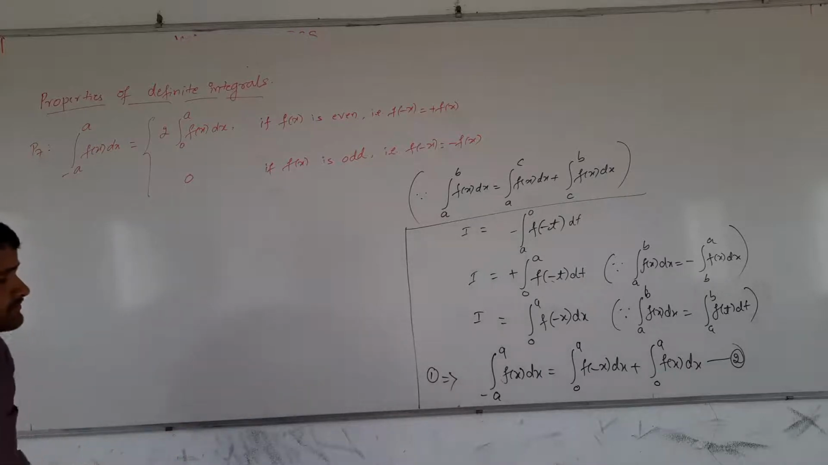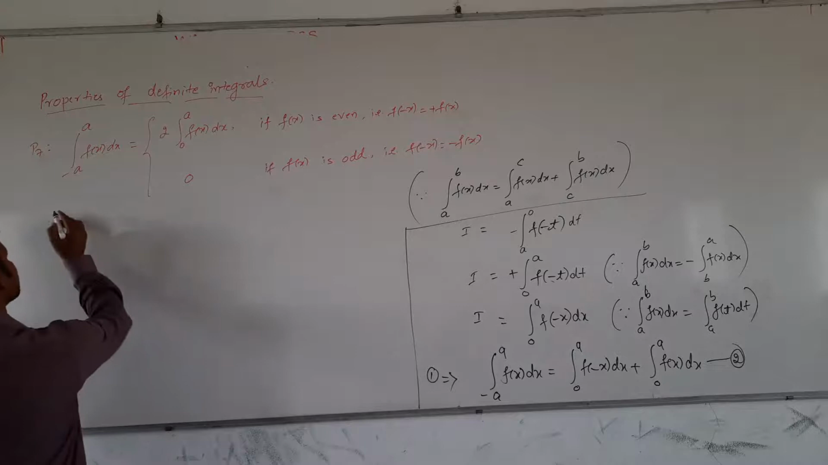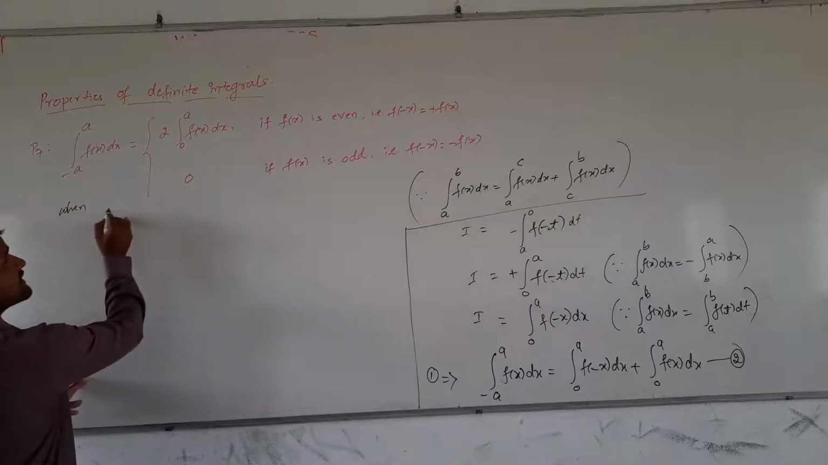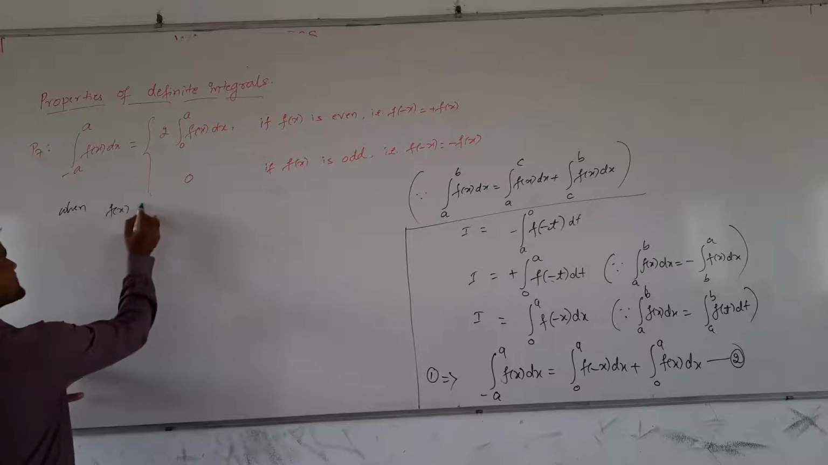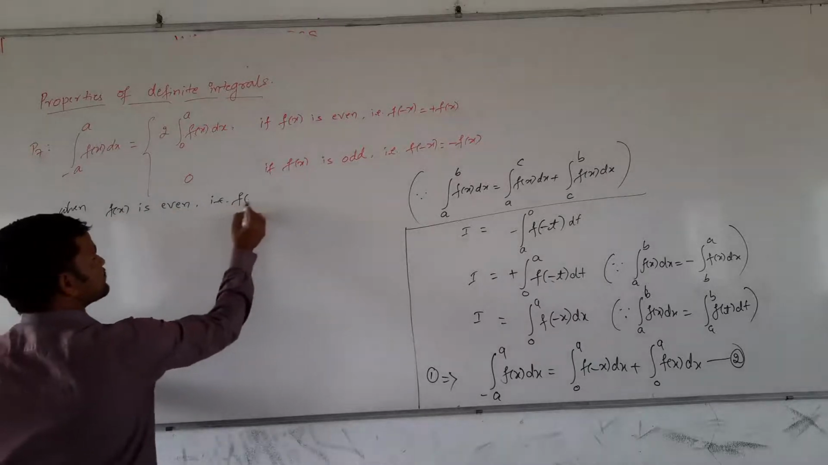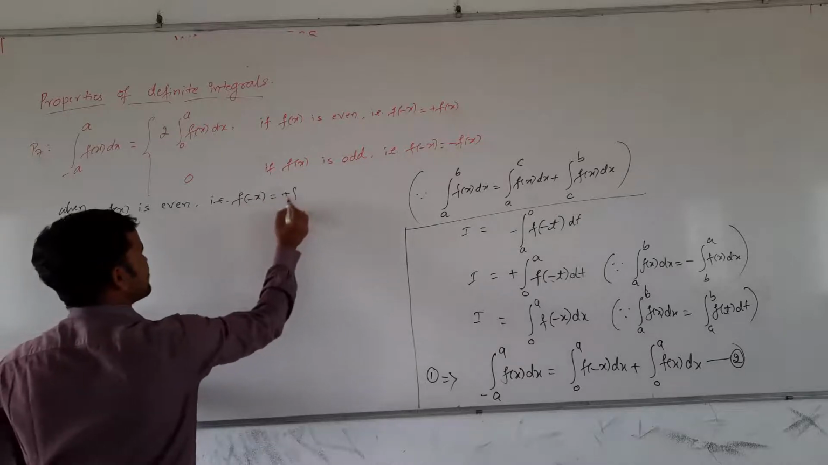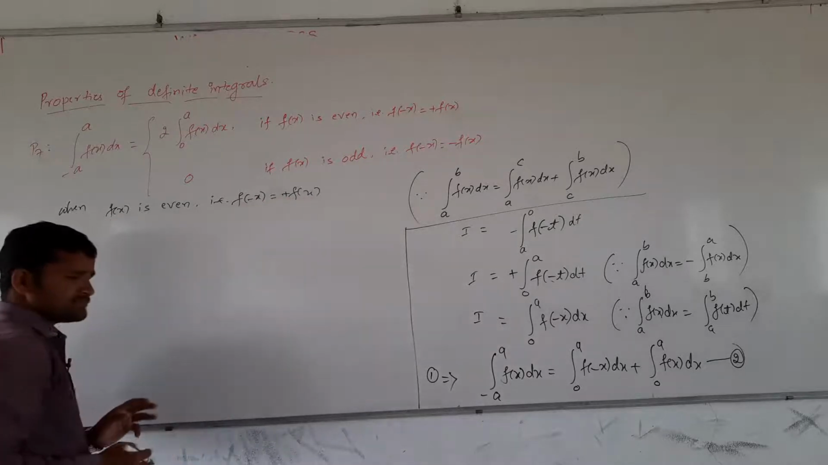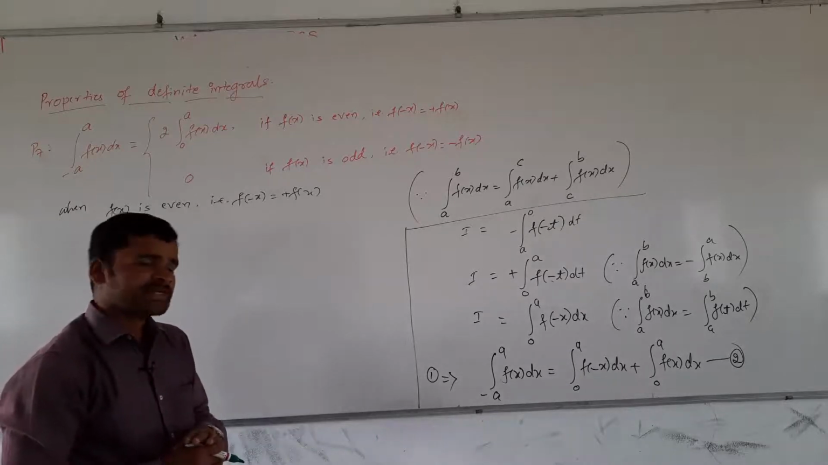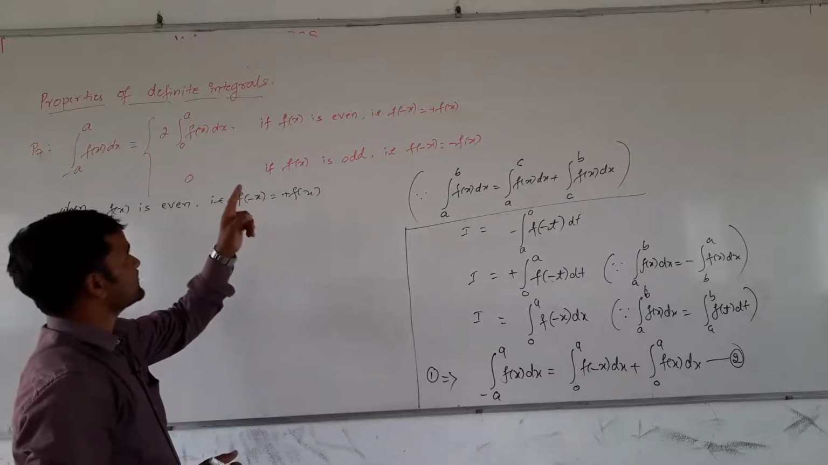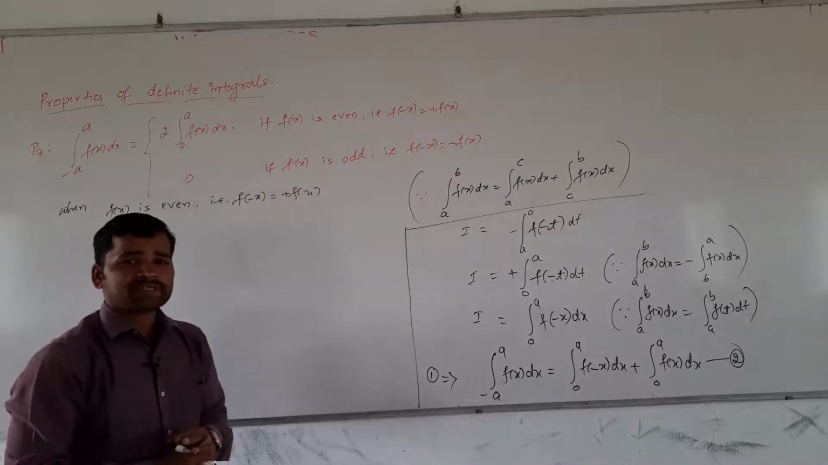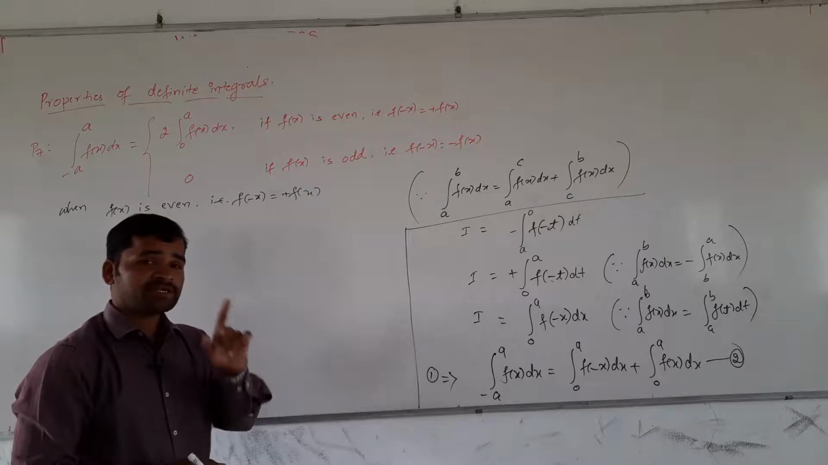Now, equation 2, I will consider in both the cases. That is, first case when f of x is even, that is f of minus x is equal to plus f of x. You have to be careful here. In question papers they may not mention both the things. If f of x is even, meaning f of minus x is equal to plus f of x, they may not mention it.